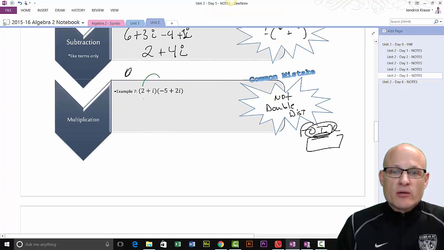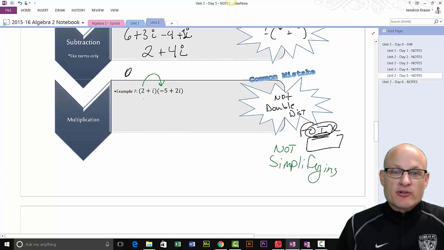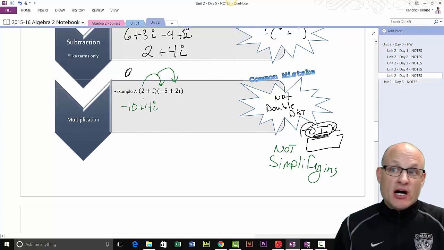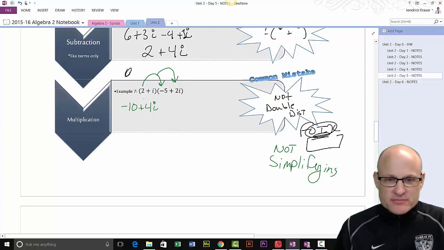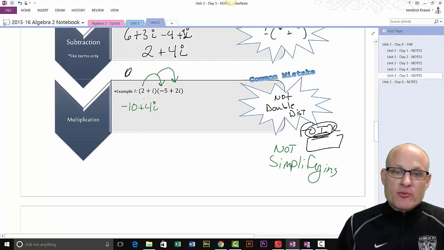So what we're going to do is we're going to double distribute. 2 times negative 5. Now this one's going to get weird. Watch. Oh, another common mistake is not simplifying. You'll see in the end what I'm talking about. 2 times negative 5 is, in fact, negative 10. 2 times 2i is plus 4i. Yes, you can multiply things that don't have the same variables, the exact same thing, the same radical, or the same i. But you can only multiply them, you can't add or subtract them. And this is minus 5i.